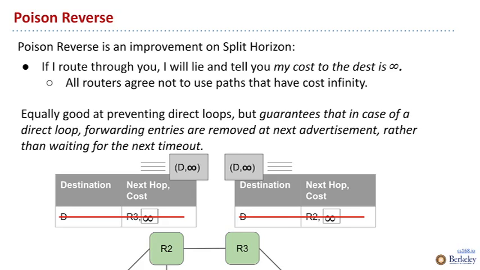Because you actively tell your neighbor through whom you're routing that you have a cost of infinity, so don't ever send me a packet to that destination. Yeah?